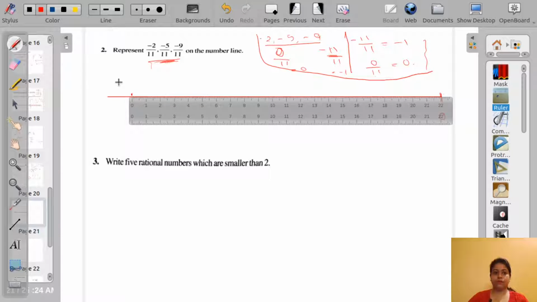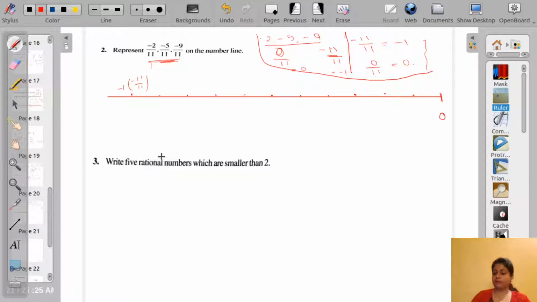Here it is 0 and this is minus 1, meaning minus 11 by 11. Now 1, 2, 3, 4, 5, 6, 7, 8, 9, 10 and 11. We have got 11 equal parts. Now we will mark the numbers. This is minus 1 by 11, minus 2 by 11, minus 3 by 11, minus 4 by 11, minus 5 by 11, minus 6 by 11, minus 7 by 11, minus 8 by 11, minus 9 by 11, minus 10 by 11, and this is minus 11 by 11.